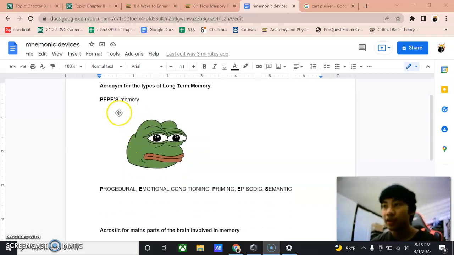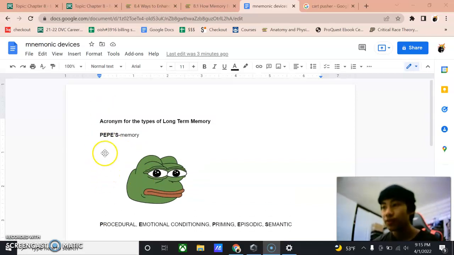So Pepe's: the P stands for procedural, the E stands for emotional conditioning, the second P stands for priming, the second E stands for episodic, and the S stands for semantic memory.